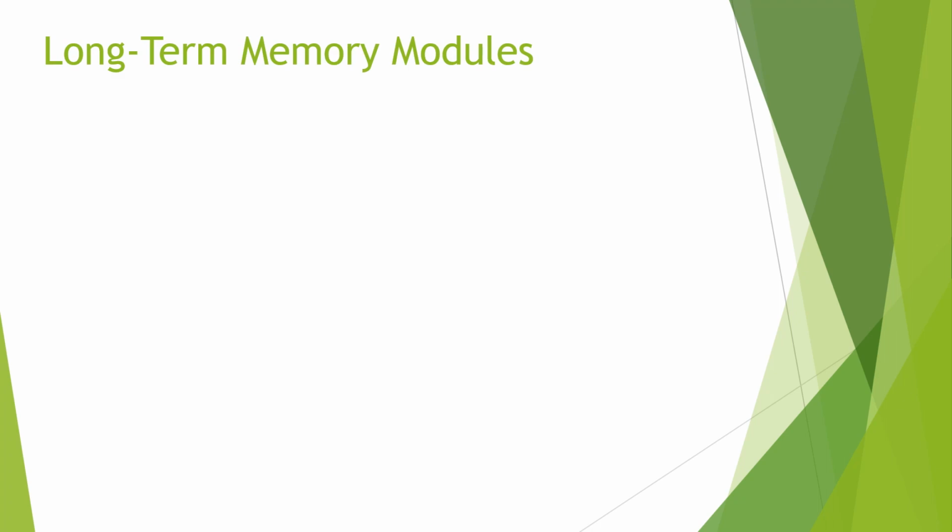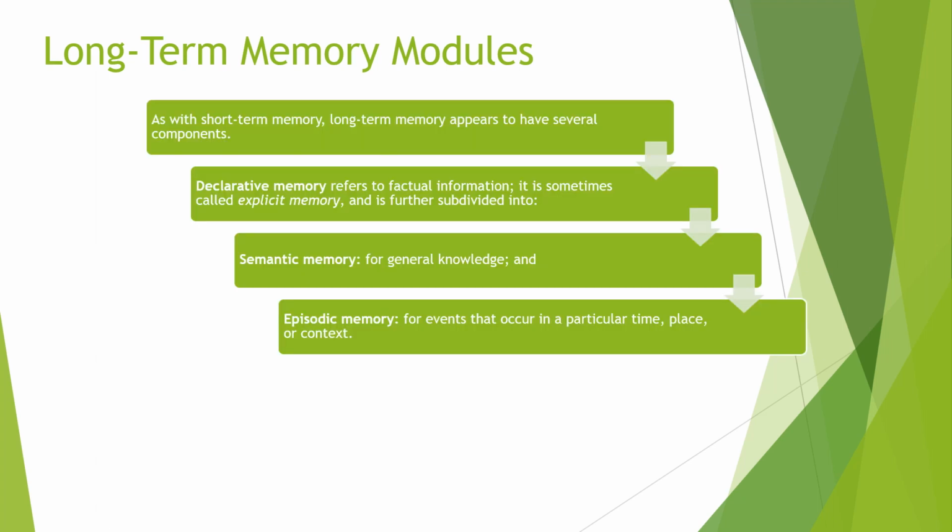We have various modules that we use for long-term memory, and I want to go through each of these. As with short-term memory, long-term memory appears to have several different components. That is, we have declarative memory, semantic memory, and episodic memory. Okay? So let's break each of these down. Declarative memory refers to factual types of information. So think about encyclopedia types of information. I don't think people probably use encyclopedias anymore. Maybe it should be Wikipedia types of information.